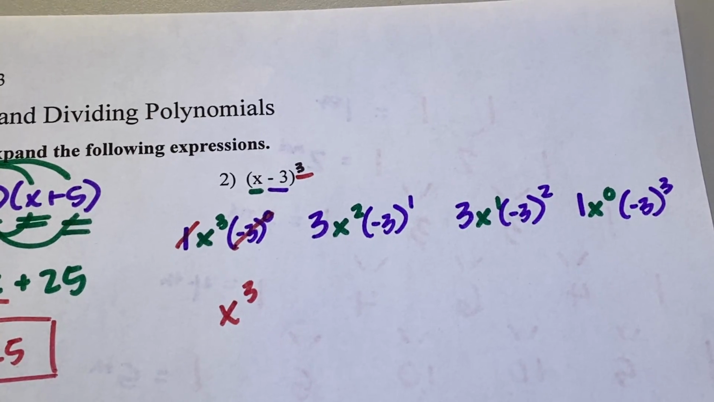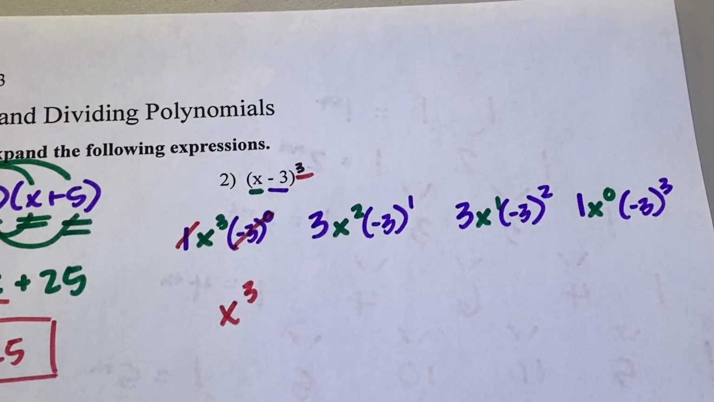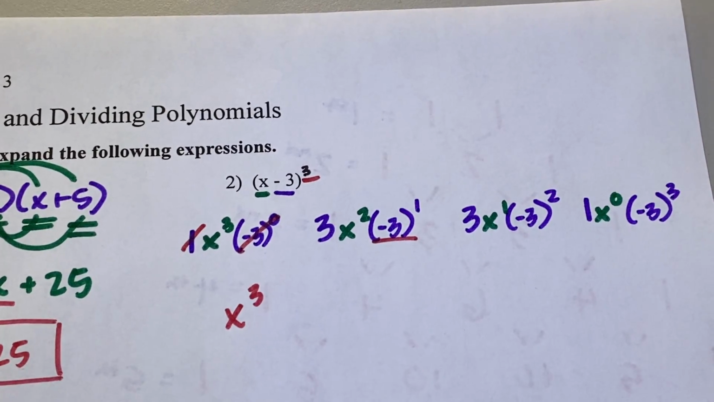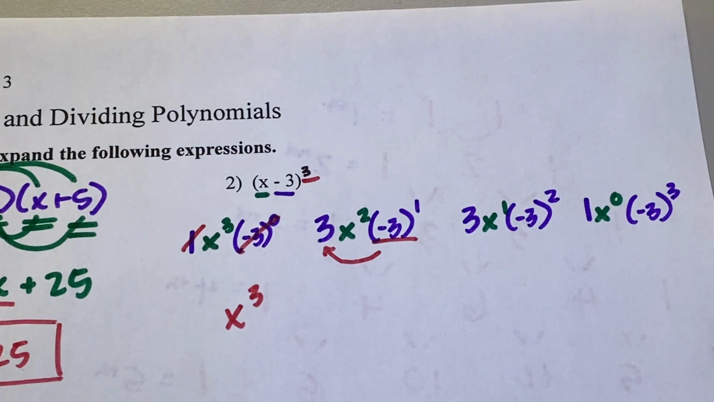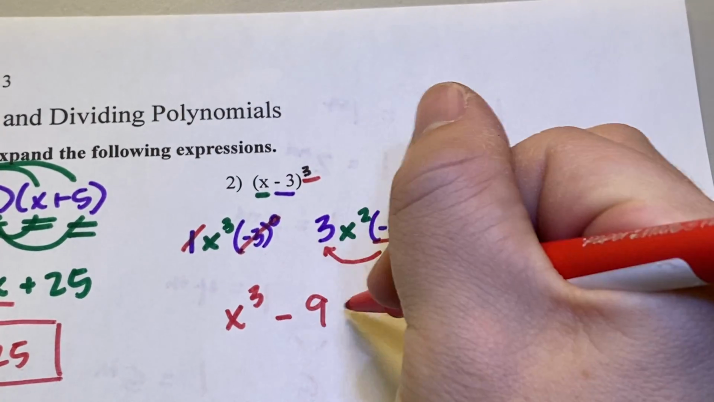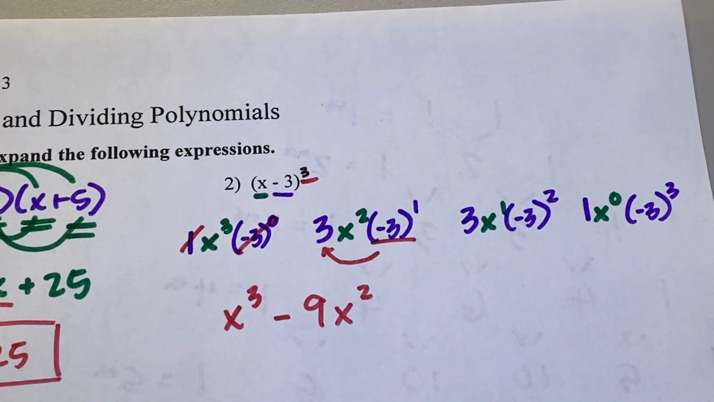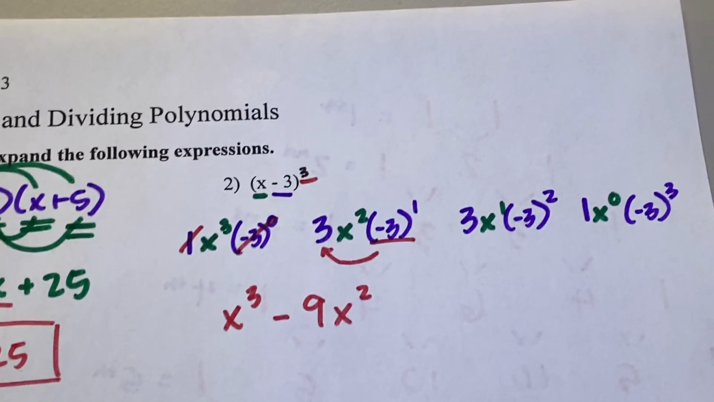Okay. Again, we're multiplying these pieces together to get the final term. What is negative 3 to the 1st power? Negative 3. Just negative 3. What's negative 3 times 3? Negative 9. So our next term is negative 9 x squared. Sweet, got our second term.